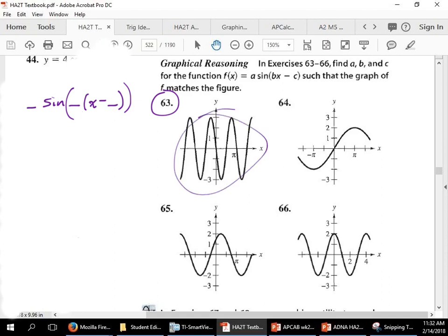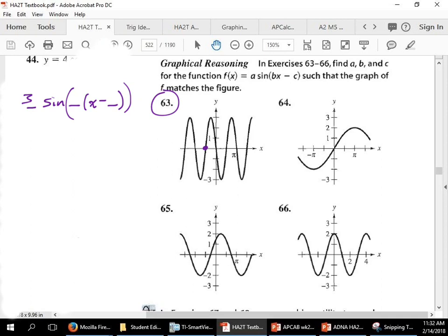If I'm looking at this one, the midline is right here, and it looks like I'm counting up 1, 2, 3 to my max, and then I'm counting 1, 2, 3 to my min, and so it looks like we have just a 3 right here. Since this is sine, we're going to start our sine curve at the midline. Now, where do you guys want to start? Do you want to start right here, or right here? Because there's two options. Right there? Okay, we'll start right there.